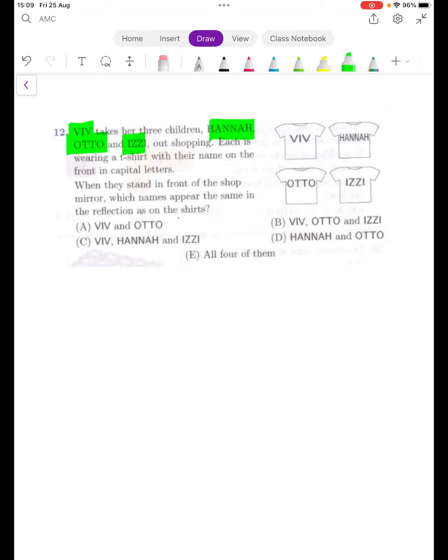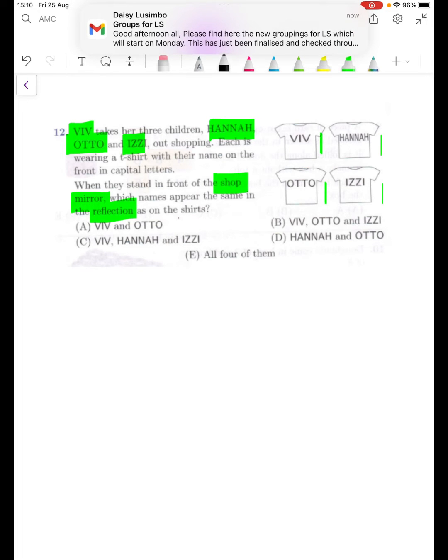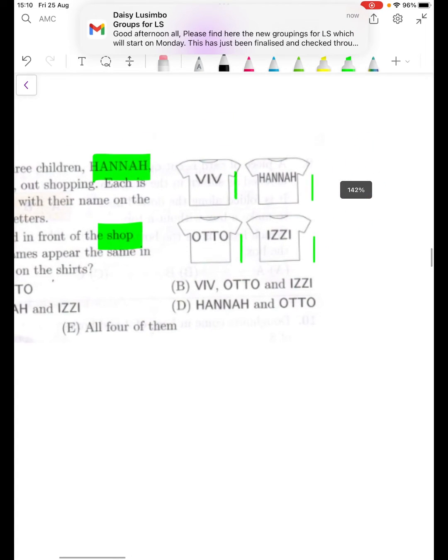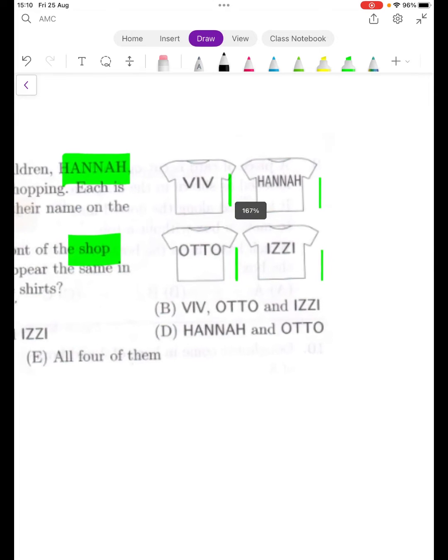Viv takes her 3 children, Hannah, Otto, and Izzy, out shopping. So these are the 4 t-shirts they're wearing with their names on. Each is wearing a t-shirt with their name on the front in capital letters. When they stand in front of the shop mirror, which names appear the same in the reflection? So remember, we are looking for names which will be exactly the same.